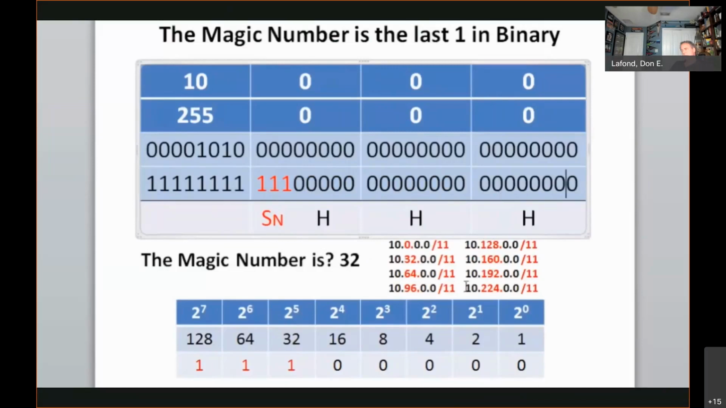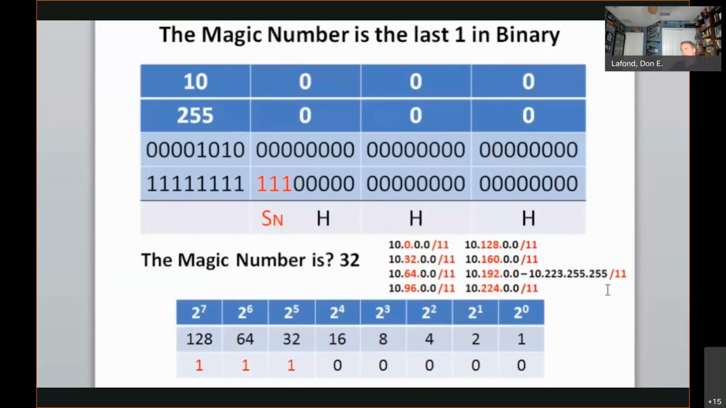For instance, if we take a look at this 10.192.0.0 subnet, the next subnet is 10.224. So that means that the host addresses go from 0.1 all the way up to 10.223.255.254 as the last usable host, and 255 is the broadcast.